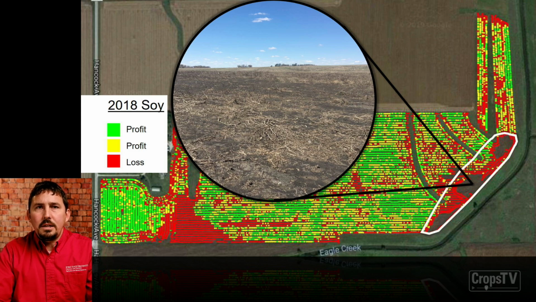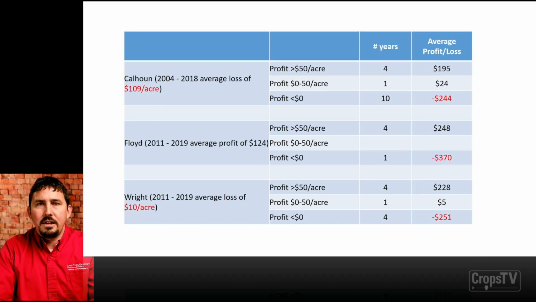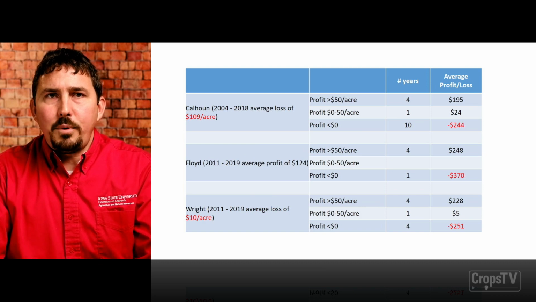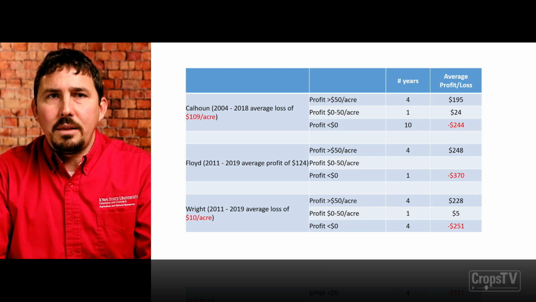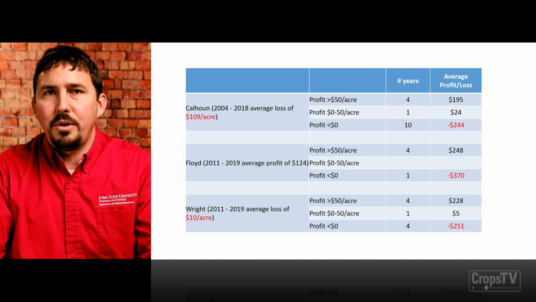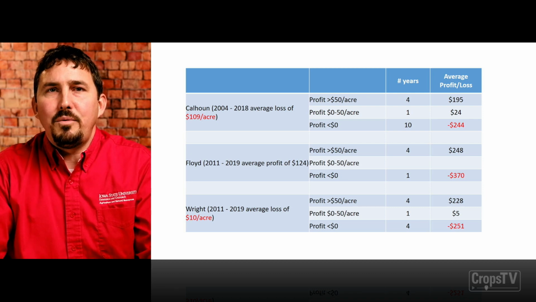So I'm going to show now on 3 of these fields what the profit loss breakdown looks like across time. The top one there being Calhoun, and then the bottom one in Wright County, you can see there's a predominance that we had basically no profit being made. We were in the negative more times out than we were profitable.